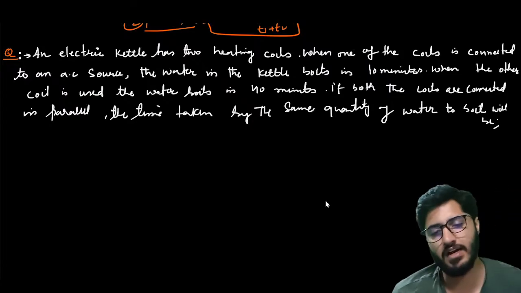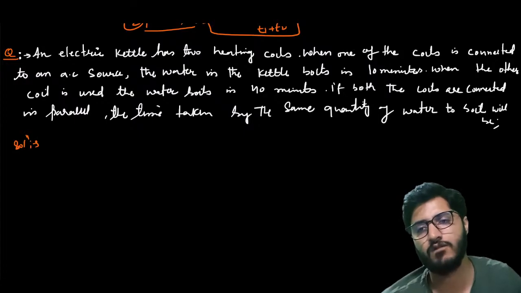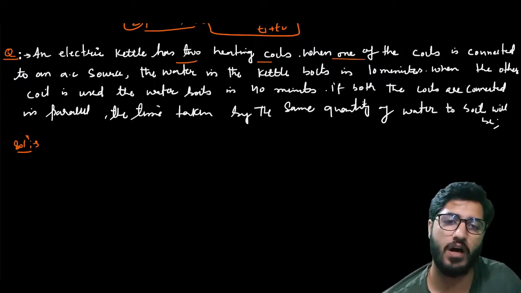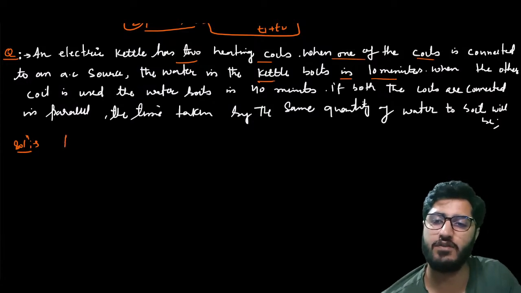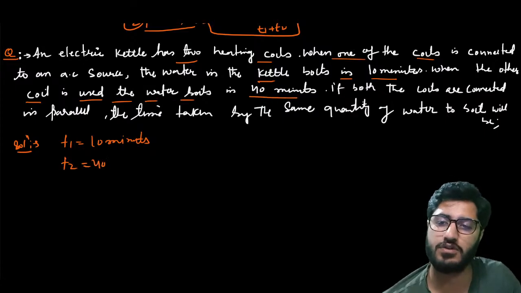We have an electric kettle. Okay, so I need to use the concept of electric kettle. Then it has two coils. When one coil is used, the water in the kettle boils in 10 minutes. That means T1 is given as 10 minutes. Okay, sir. When the other coil is used, the water boils in 40 minutes. So it is 40 minutes.